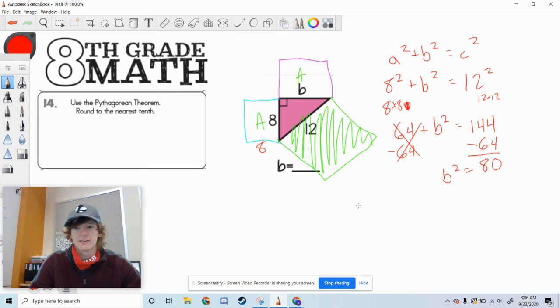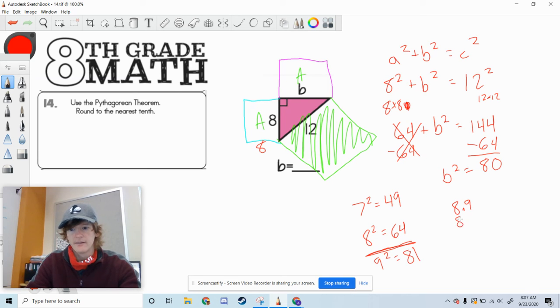So let's see. I know that 7 to the second power equals 49. 8 to the second power equals 64. 9 to the second power equals 81. So I'm going to have a number pretty close to 9. Let's try 8.9 times 8.9. 9 times 9 is 81. 8 is 72 plus 8 is 80.